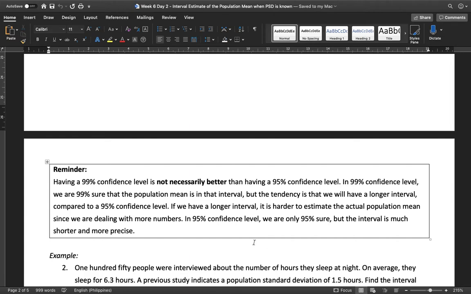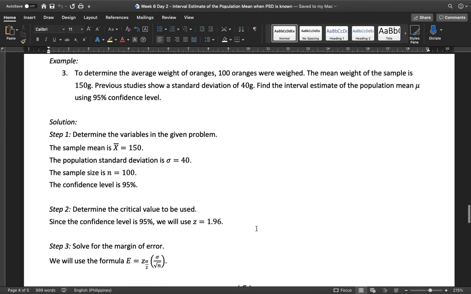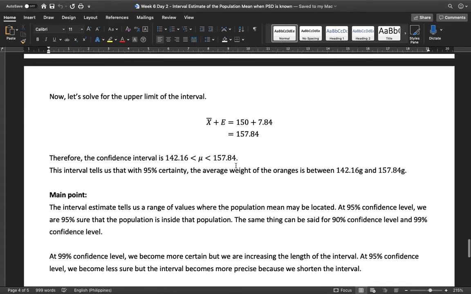So, wag lang natin isaalang-alang yung sureness natin, but also the precision of the interval. Kasi pag mas maliit yun, mas precise yung interval natin. So, with a longer interval, it's harder to estimate the actual population mean since we're dealing with more numbers. Yeah, at 95% confidence level, we are only 95% sure, but the interval is much shorter and more precise. So, I will leave it up to you to study the rest of the examples.